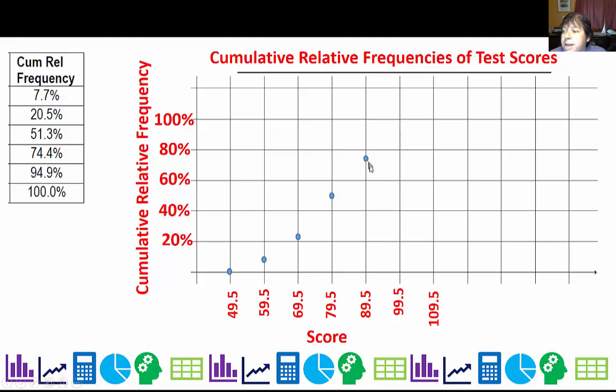74.4, that's closer to 80. And then finally 94.9, that's pretty close to 100. And then you always end at 100. Then you connect the dots with segments. And that is an ogive. So what's the point of an ogive? Basically, it lets you determine what frequencies are. And we'll do some examples very quickly with an ogive.